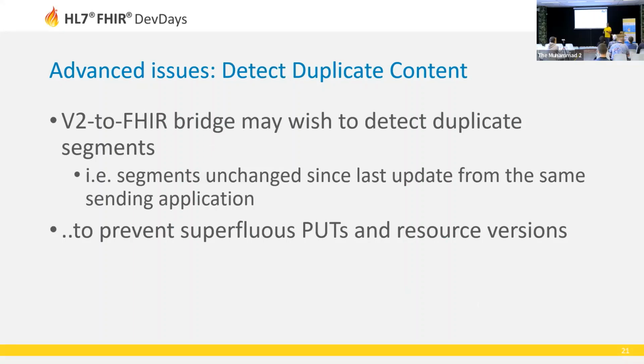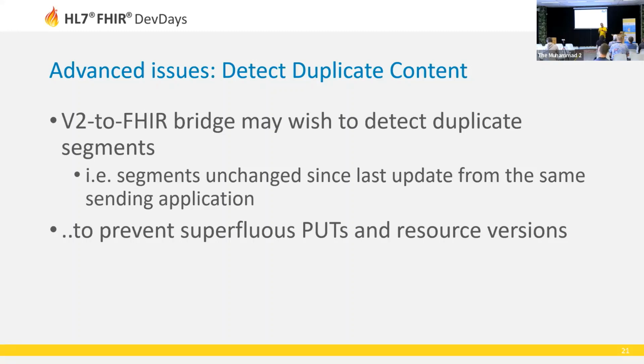Duplicate content: you can avoid a lot of transformations by just inspecting the message. I get this message from the hospital information system, and I do a string comparison at the segment level. The PID you're sending me now is the same string as the PID you sent me an hour ago. But that means I don't have to transform the PID again, because nothing has changed.